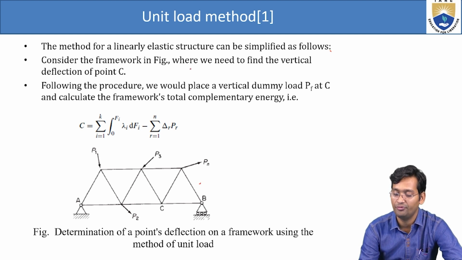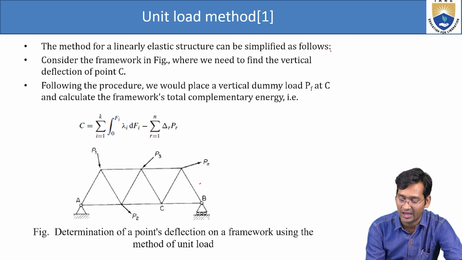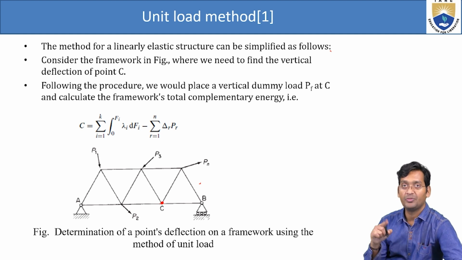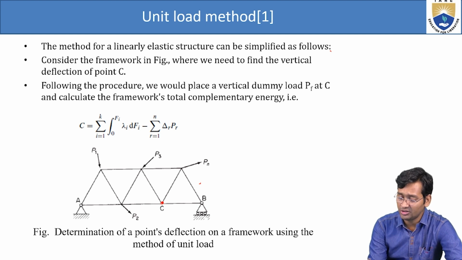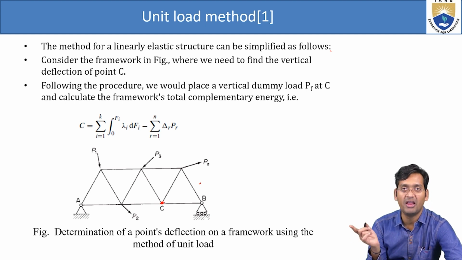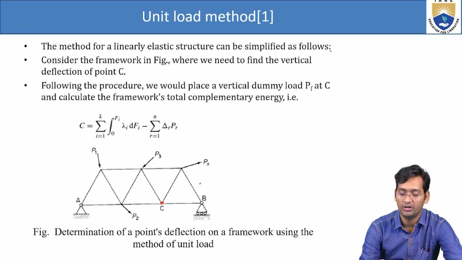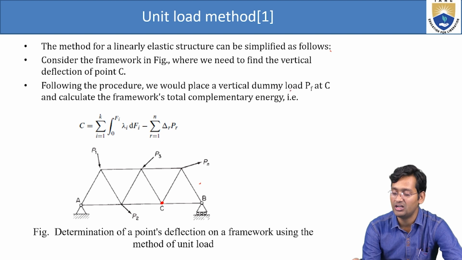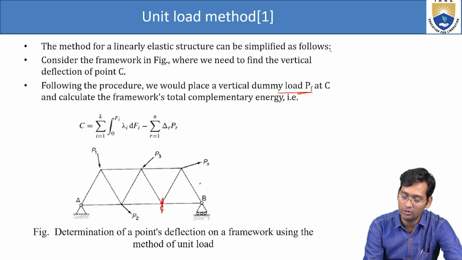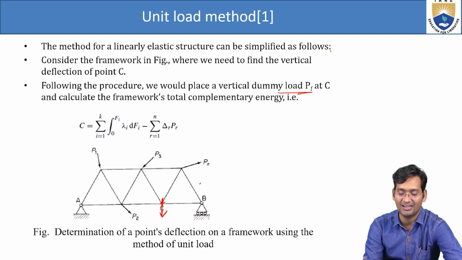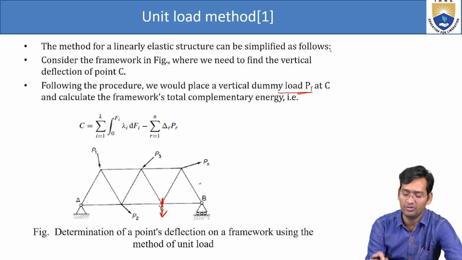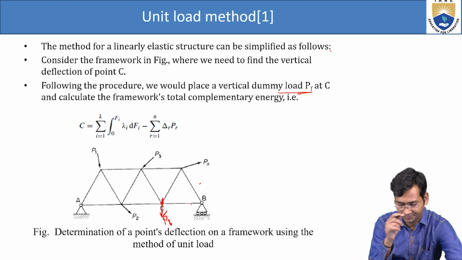This is the framework where we need to find the vertical deflection at point C. At this point load is not there, which means we have to apply a vertical fixed load or dummy load PF. Following the procedure, we place a vertical dummy load PF at C and calculate the framework's total complementary energy. Because load is not there at that point, we applied the load, that is PF.